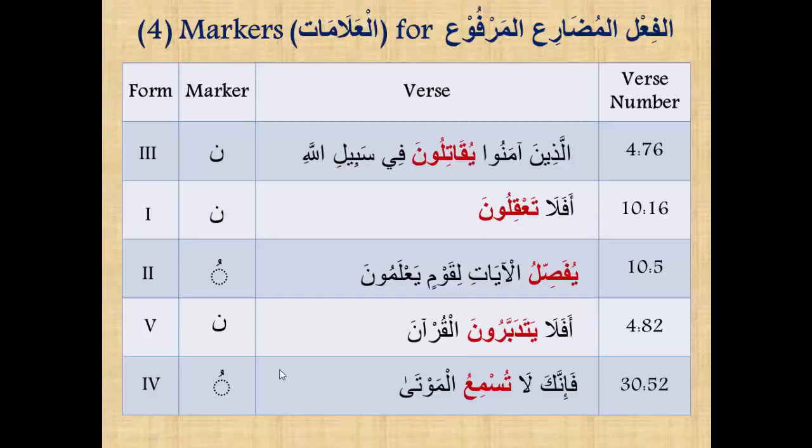So notice how, again, we have 2 different markers. We have either the nun or the dhamma. The nun is used for those verbs conjugated for hum, antum, and anti. And the rest of the verbs take the dhamma. And also remember that the marfu' case is used in situations where there's nothing special going on. So it's the default case used when there are no special factors in the sentence.